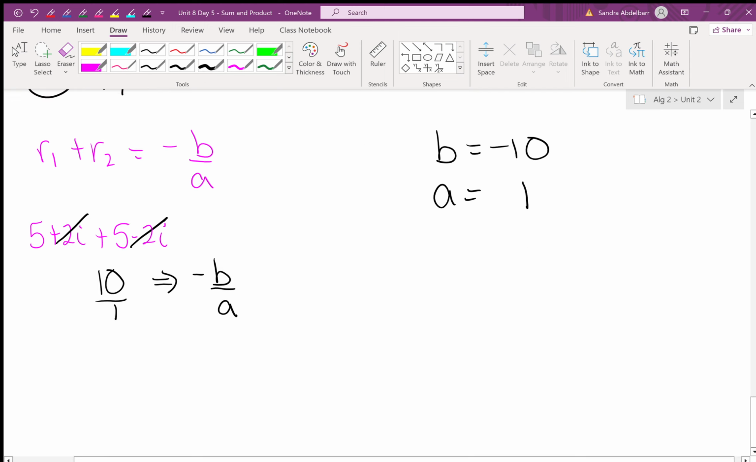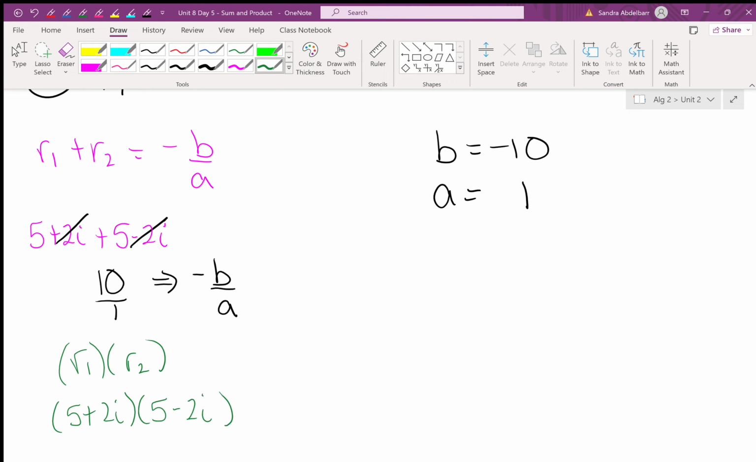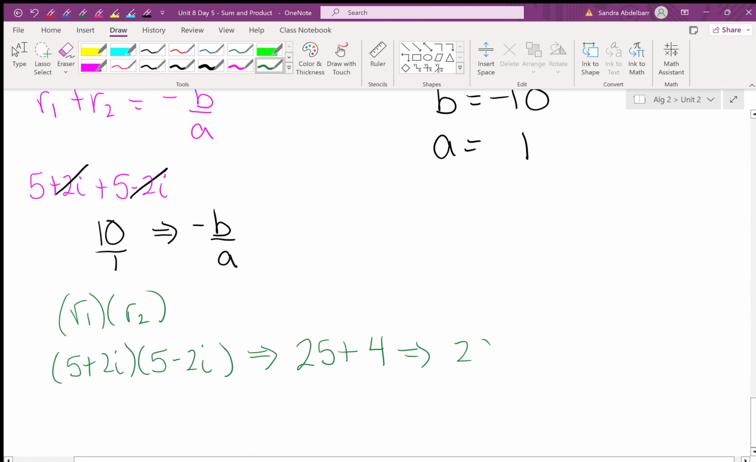Now I'm going to use the product of the roots, R1 times R2. So that's 5 plus 2i and 5 minus 2i. You can FOIL this out, or you can remember that this is a difference of squares, but with i. So a plus bi times a minus bi is a squared plus b squared. So this is going to give us 25 plus 4, which is 29 over 1, which represents c over a.